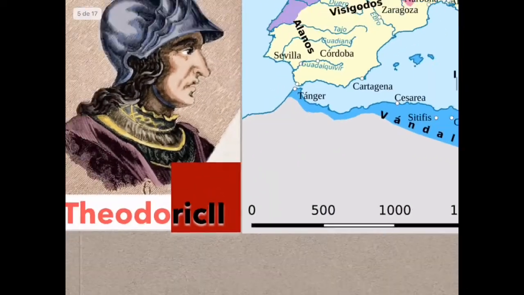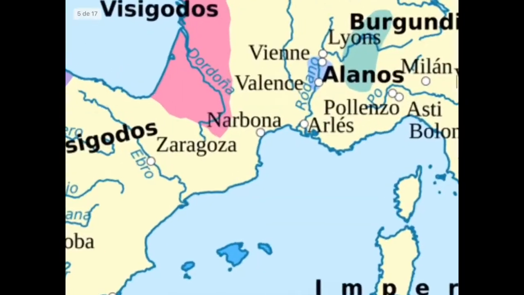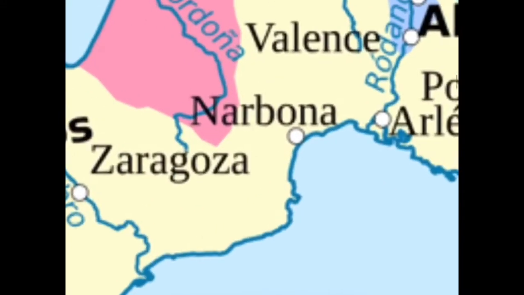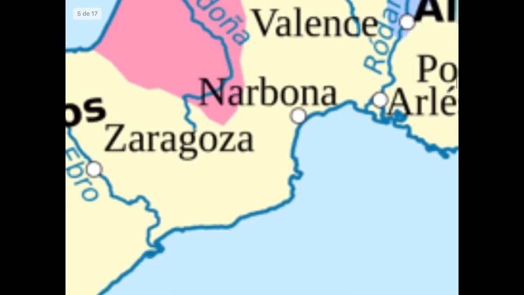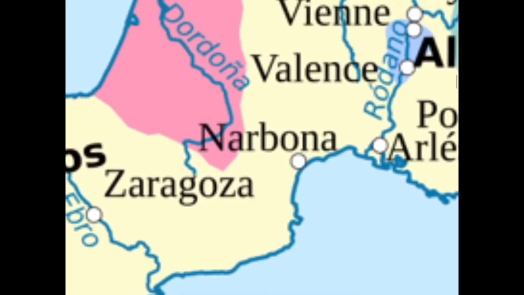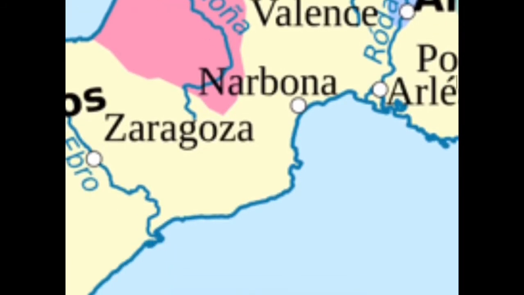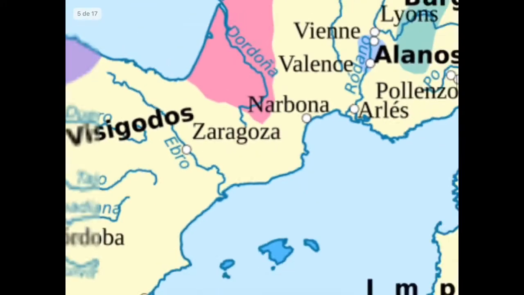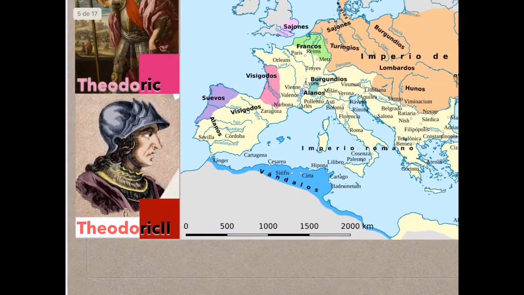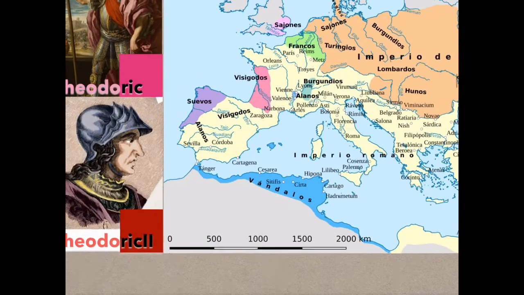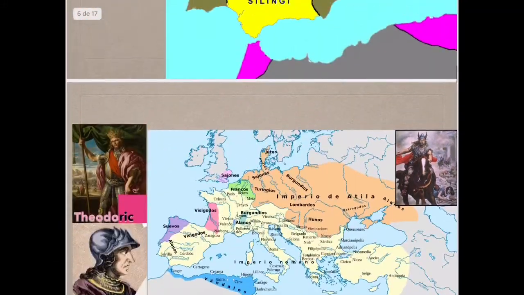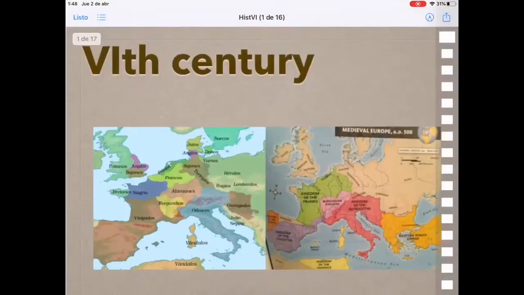And then Theodoric II suffered a great loss, because they had expanded their territory. The Visigoths had expanded their territory all the way into this region in the south over here, from Valence to Saragossa, and again the Roman Empire took that region away from them. So Rome was again ungrateful with the Visigoths, because after all they were the only ones able to defeat Attila.